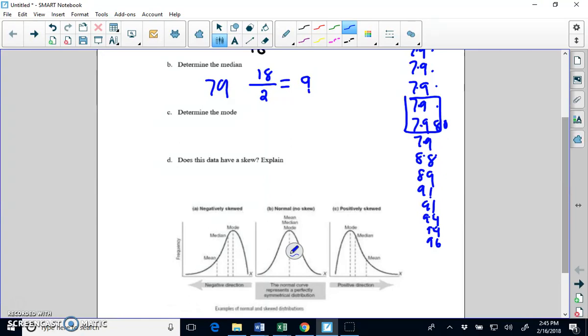And if you notice there are a lot of 79s, there are 7 79s. So the mode here is 79. Okay, now this is the important part. Most of the time, if they give you the median, they're not going to make you calculate the median on the AP exam. But like I said, for the SAT, you need to be able to calculate a median.